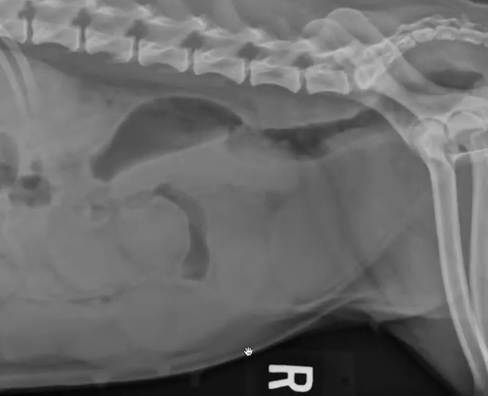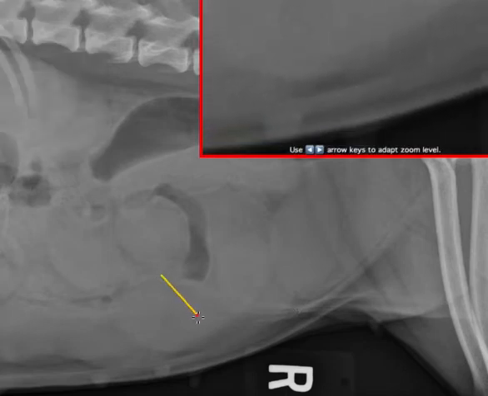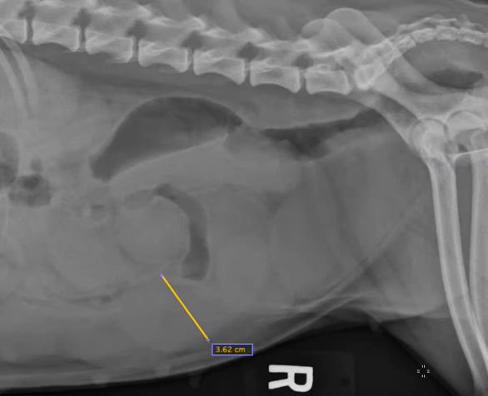I think the key findings for me right now would be to consider the fact that if I was going to look at the diameter of one of these structures, we're way up over 3.5 centimeters. So this is extremely enlarged. Additionally, the location being somewhat more centered in the caudal abdomen.